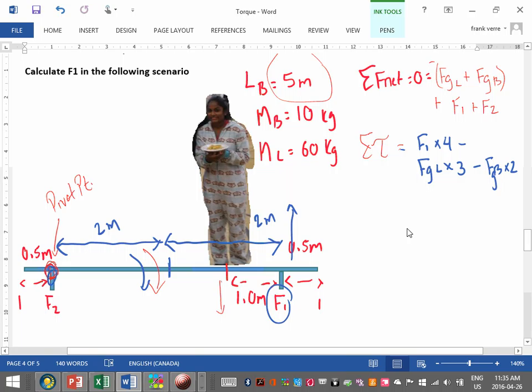Okay, so let's figure this out. We could say that F1 times 4 has to equal the weight of the girl. Now, what's the weight of the girl? Well, the weight of the girl will be what? Her mass times 9.8. What is that? 588 times 3. Okay, now remember, this is negative, right? So this is actually negative 588 times 3 minus.